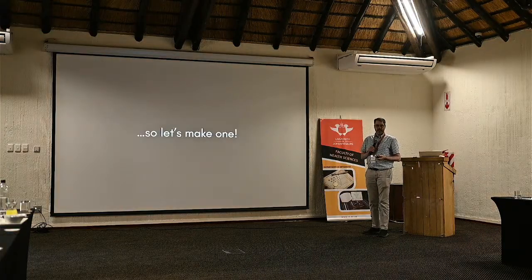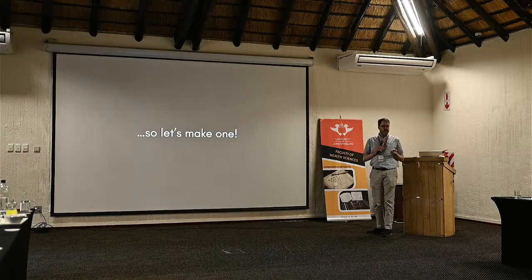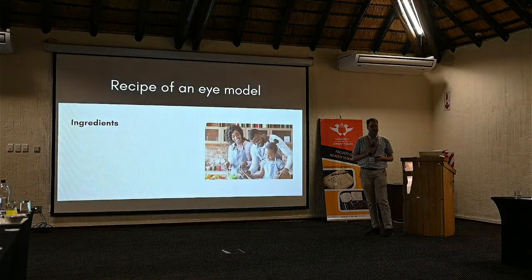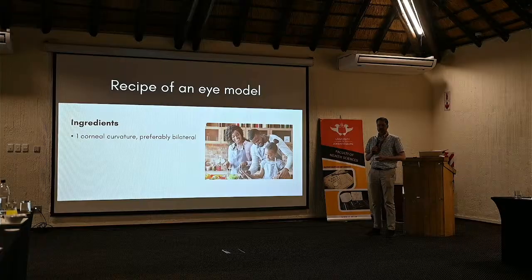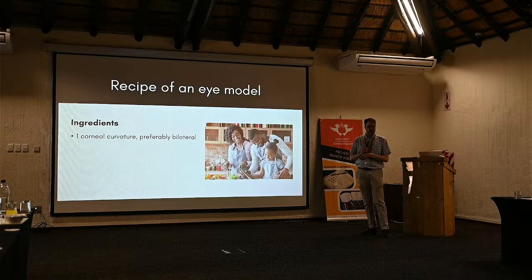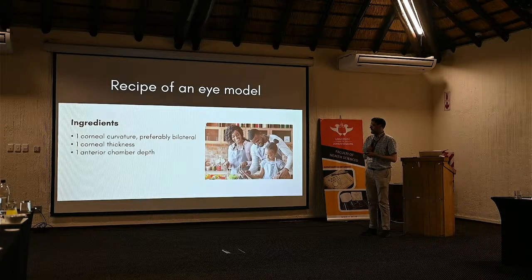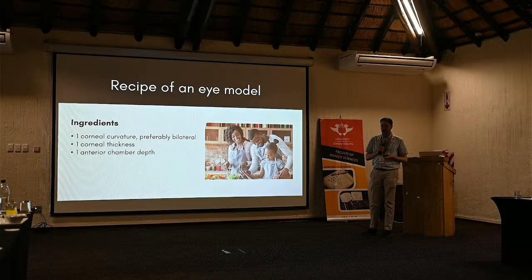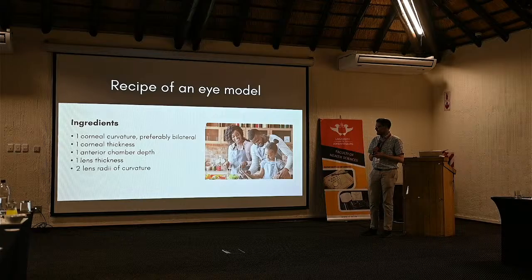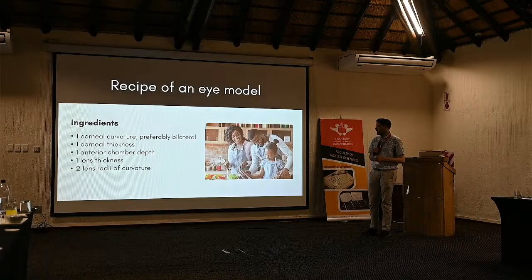So let's make one. Now the problem is that we don't always have the right parameters to do that. So what do we need for an eye model? Well, let's make a simple recipe. You need a measure for corneal curvature, preferably bilateral, anterior and posterior. You need a corneal thickness, that's often available. Anterior chamber depth, not so much of a problem either. Lens thickness, starting to get a bit tricky already. Lens curvature, that's kind of a deal breaker. We rarely have that value.